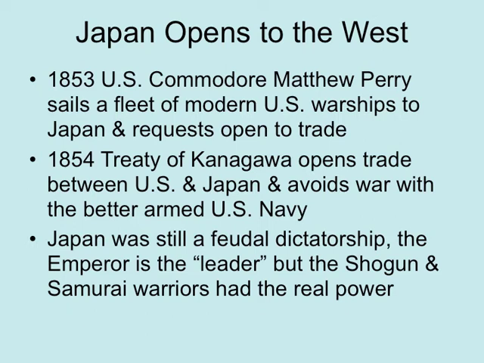Now, what you have to understand is that in 1854, Japan was still a feudal dictatorship. They have an emperor who is the leader, but it is the shogun and the samurai warriors that have the real power. The real person in control of Japan was the shogun, and he operated much like an absolute monarch.